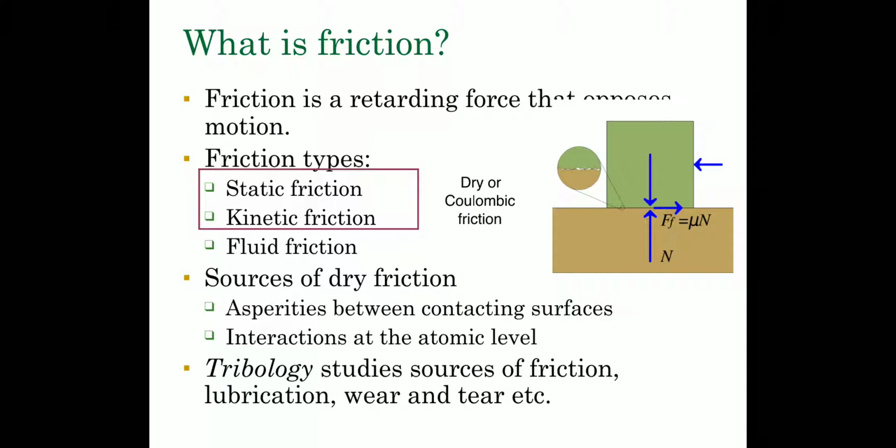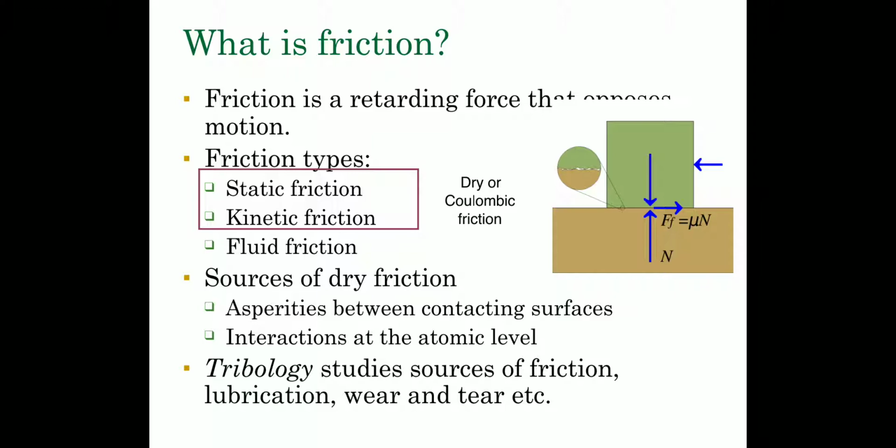The value of this frictional force is equal to mu into N, which depends upon the normal reaction, and mu, which is the coefficient of friction between the contact surfaces. So we can calculate the frictional force acting by multiplying the normal reaction by the value of mu.